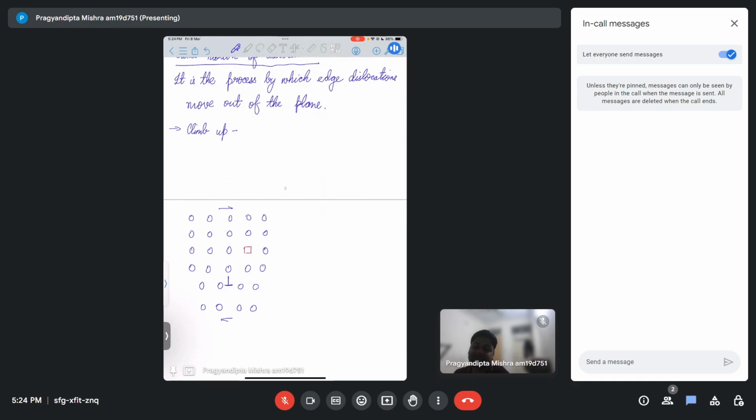So in climb up, what will happen is this dislocation will try to move. You can say that the dislocation is somewhere around here, right? Now this will try to move up. So the atom that is present on the dislocation position will exchange with this vacancy. As a result, what we will see is something like this.